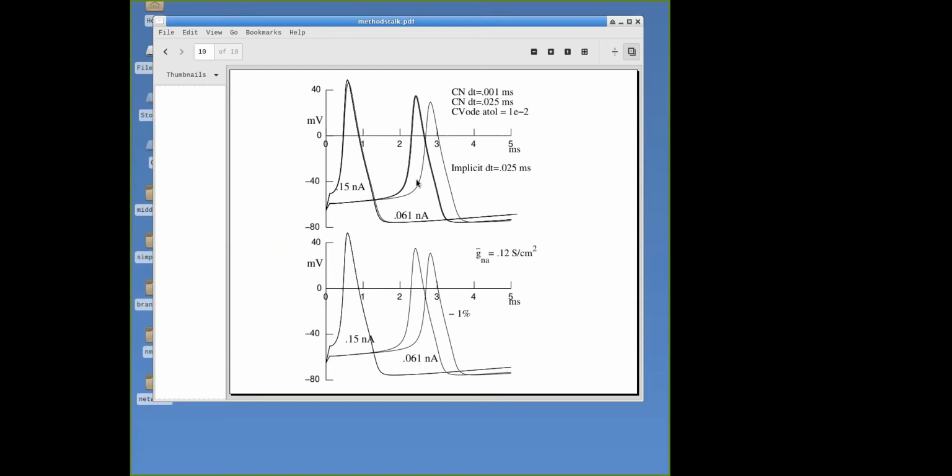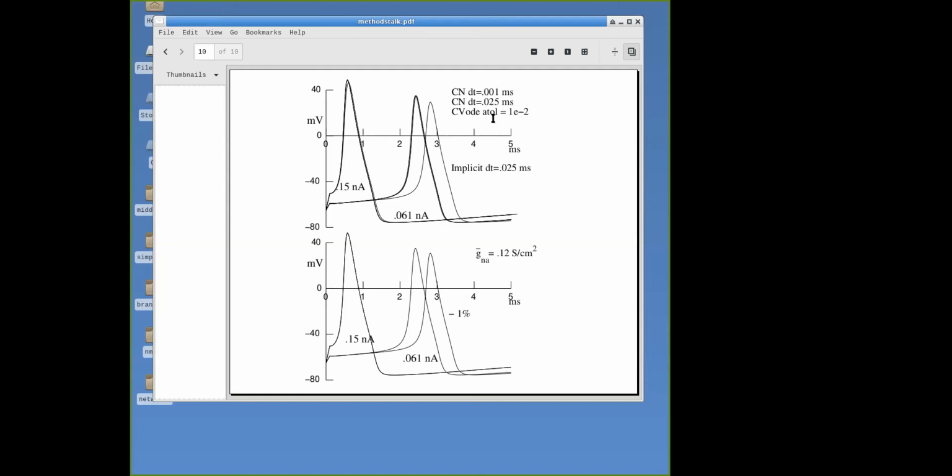So we see that when our system is operating in a regime where it's going to be dwelling close to a threshold for spiking, close to a separatrix, for those of you who are nonlinear dynamicists, the implicit Euler method gives you a qualitative result which is okay, but quantitatively looks very sloppy compared to these other more precise methods.